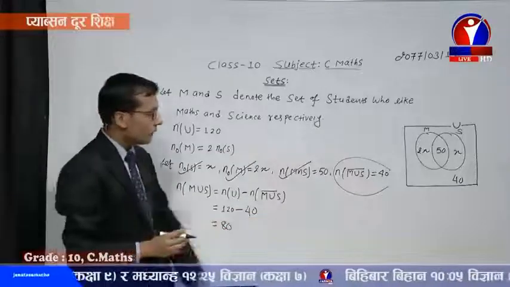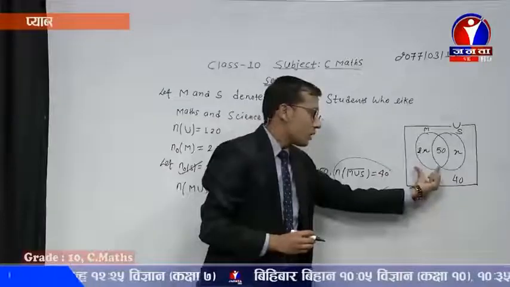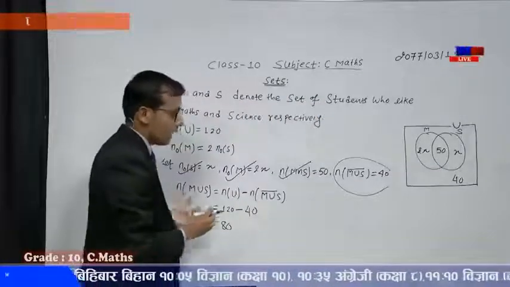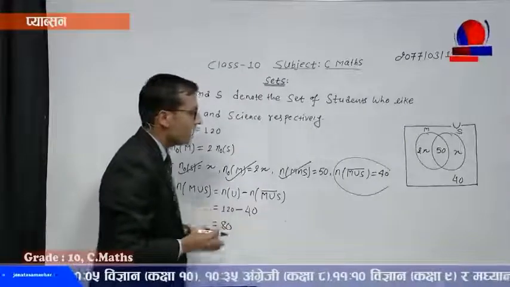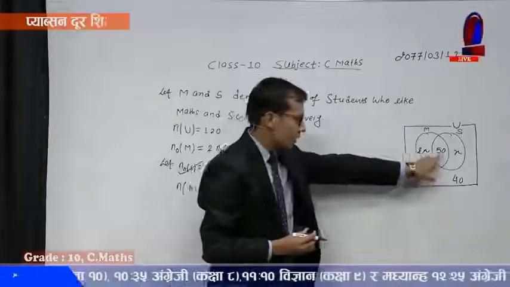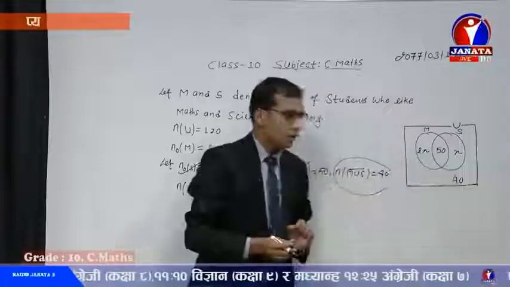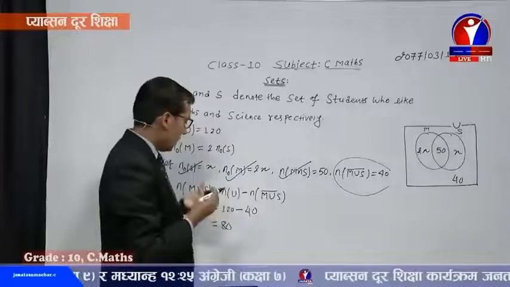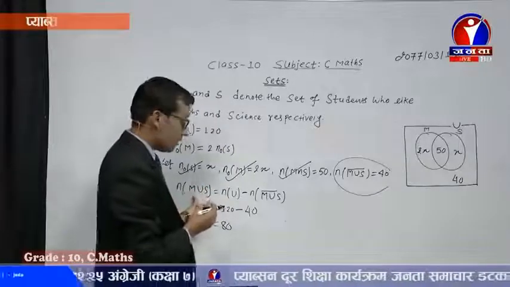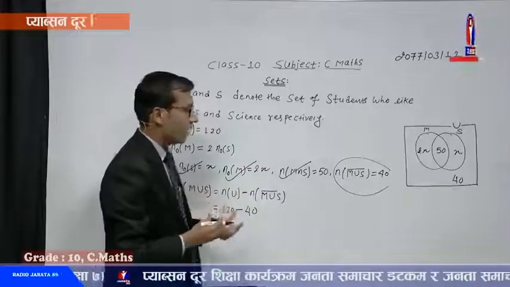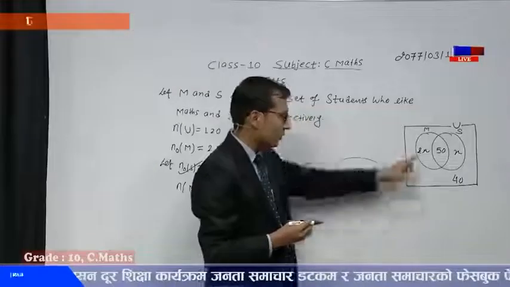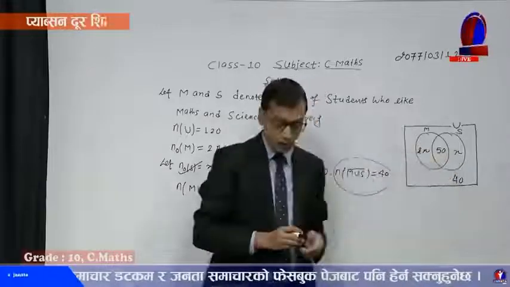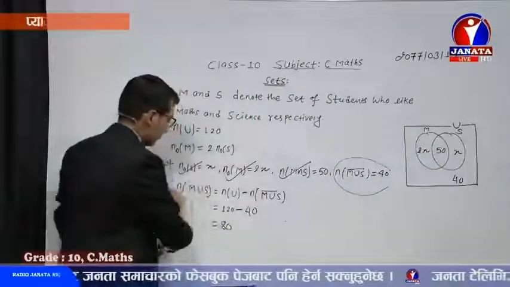Now with the help of this diagram, we can solve for x. To find the value of x, I already said there are two ways. First way, if we add 2x, 50, x and 40, we get n of U, 120. Or if we use n of M union S, under M union S there are three different regions in the diagram, which are n only M, intersection and n only S.